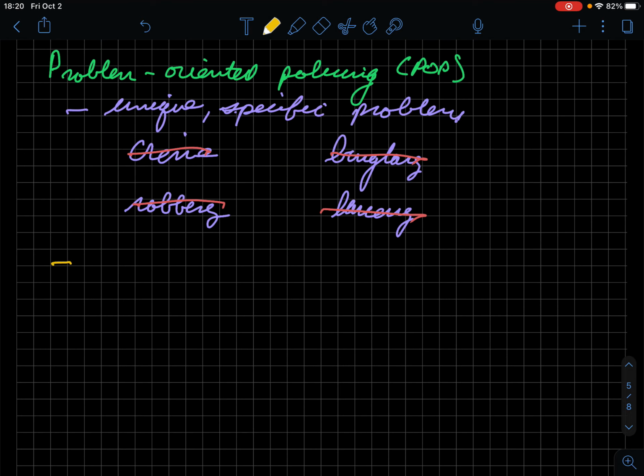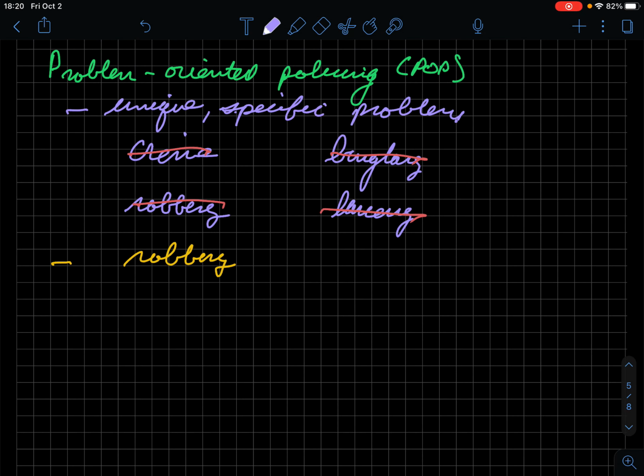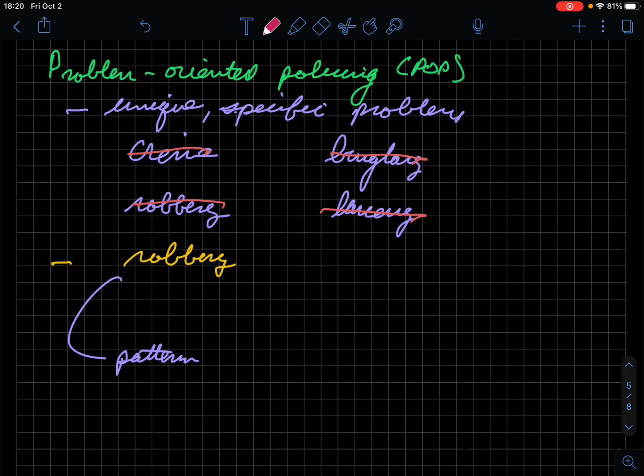So what POP tries to do when we say we want to add specificity to understanding a problem is, let's say that we're looking at robbery. If you think about an actual incident or a pattern of incidents, if you want to find something that you can address, rather than just the random one, you look for an established pattern. So what would constitute something that can be observed in a pattern?